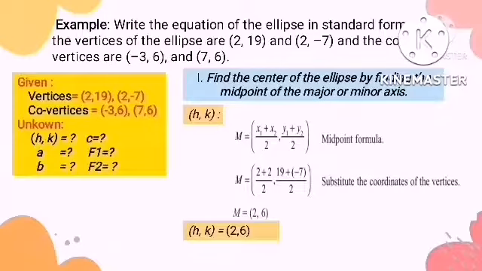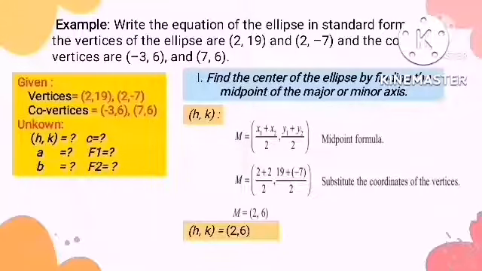For example, write the equation of an ellipse in the standard form if the vertices of the ellipse are 2, 19 and 2, negative 7 and the co-vertices are negative 3, 6 and 7, 6. So given in the left side the given vertices and the co-vertices, as well as the unknown values that we need to find out. So first, let's find out the center or the h, k.